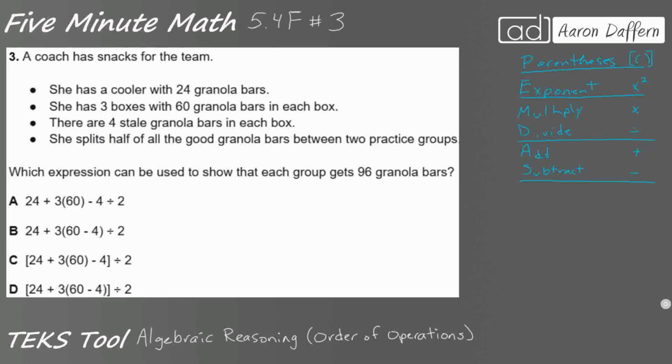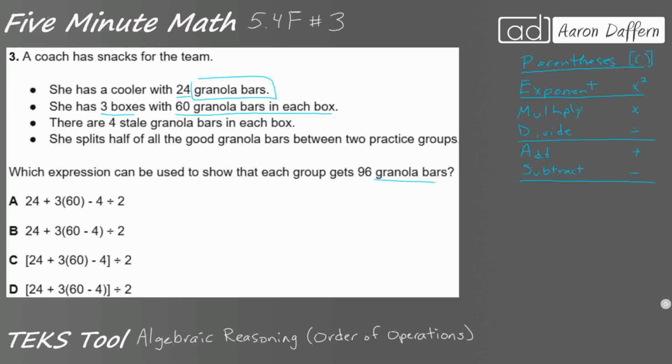So what we could do is we can try to turn all of this into an expression, or we can just solve it, and then we can see which one of these simplifies to that. There's a few different ways we can do that. So let's just see what is happening here. She has a cooler for the coach, has a cooler of 24 granola bars. She has 3 boxes with 60 granola bars in each box. Okay, so you notice how these are both granolas? Everything is happening with these granolas, right?